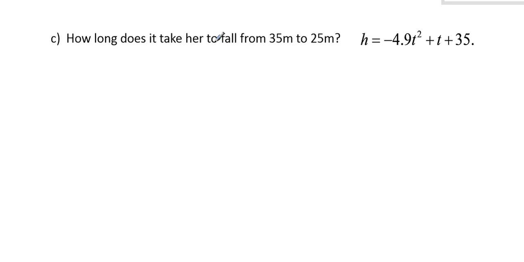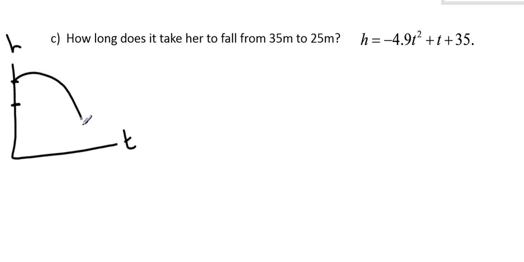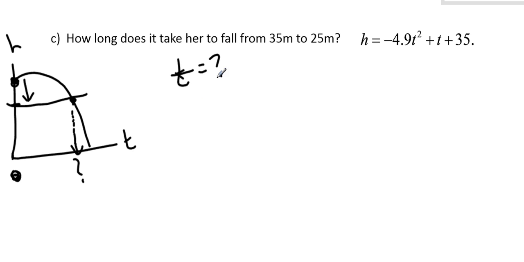Finally, how long does it take her to fall from 35 meters to 25 meters? So in this scenario, we know that she starts 35 meters above the ground. Somewhere around here, she's going to be at 35 meters. So we want to know how long does it take to go from here to here in her height. So I want to know what time is this? Because we know she starts at 35 meters. So how long does it take her to go from 35 meters to 25 meters? So in other words, let's find the time when the height is 25. So I'm going to let height be 25, sub it into the equation.